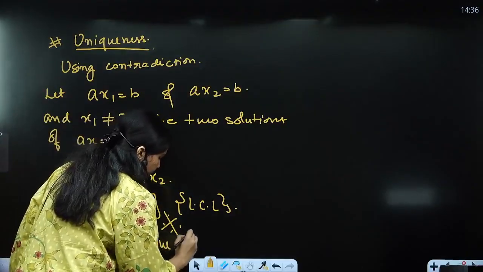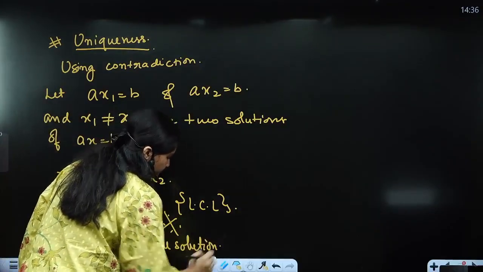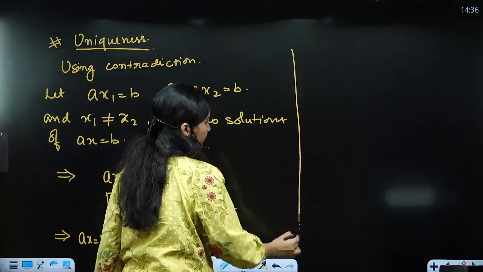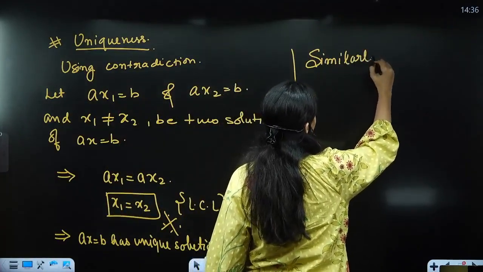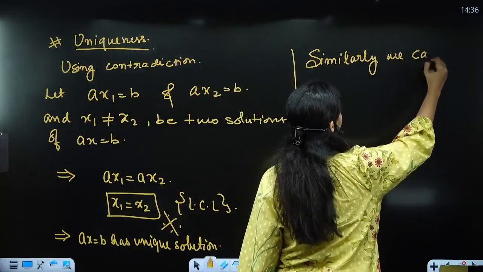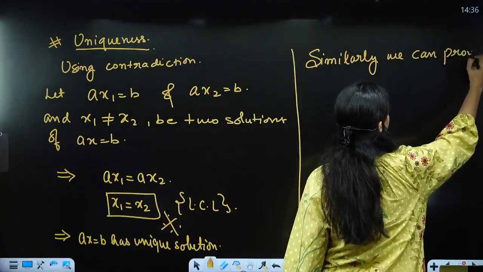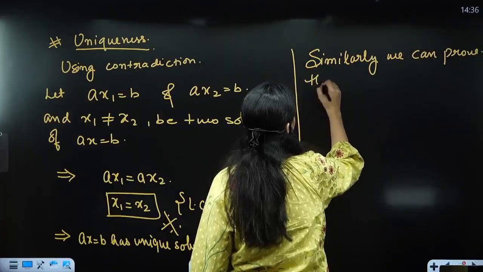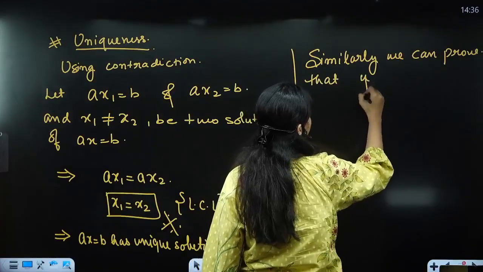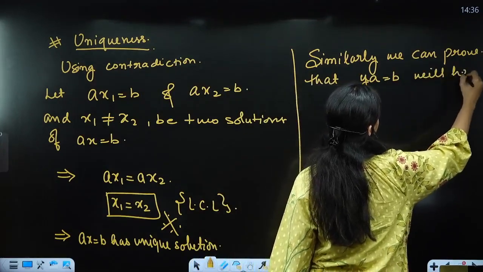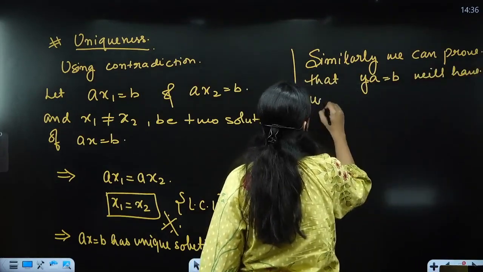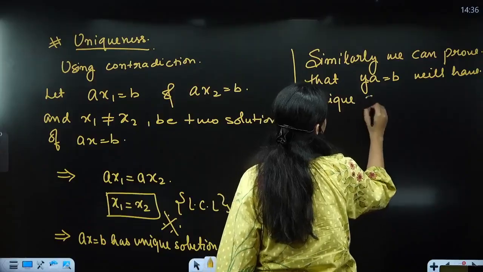solution, right? Similarly, we can prove that Ya equals B will have a unique solution.